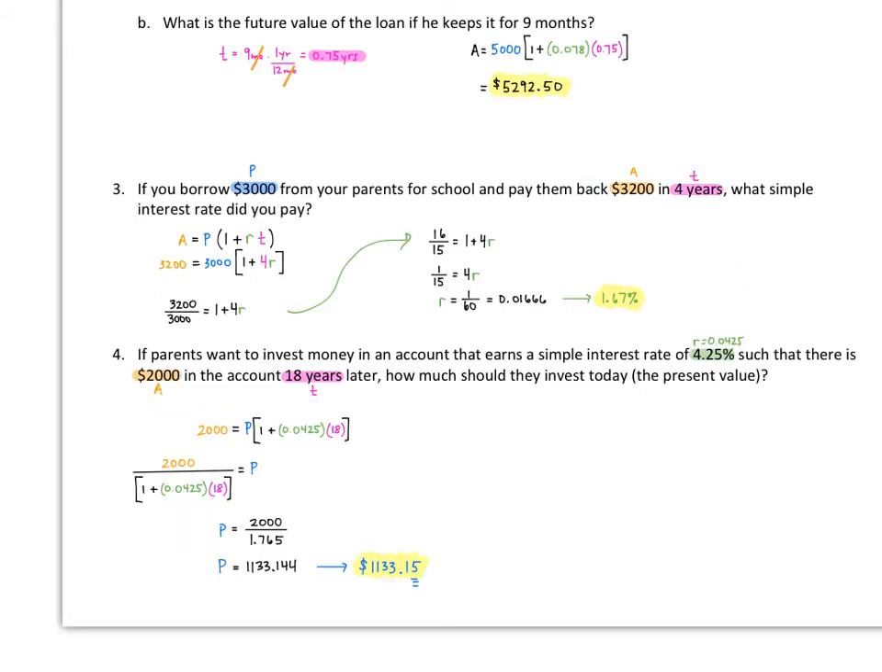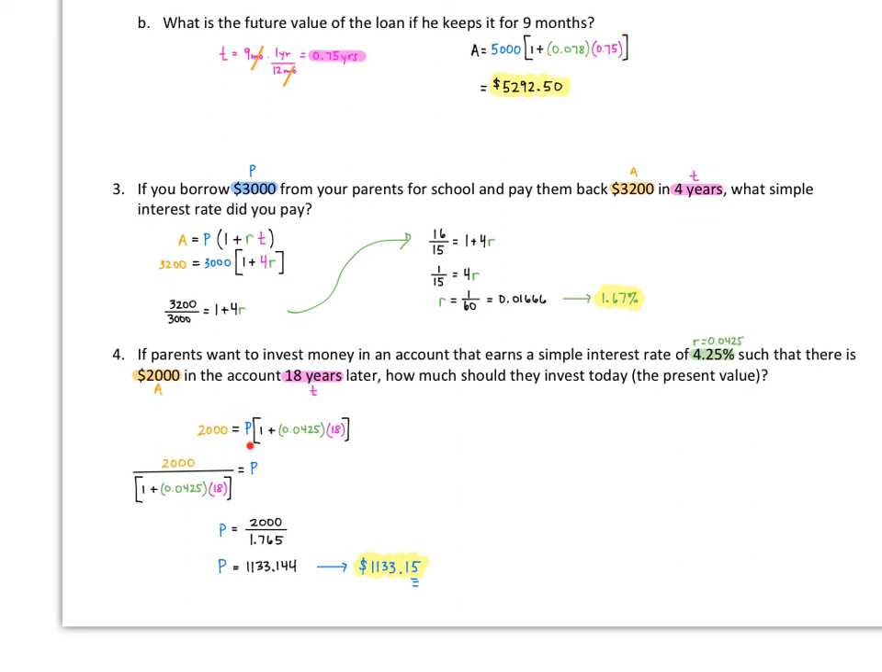Finally, this last example, if parents want to invest money in an account that earns a simple interest rate of 4.25%, such that there is $2,000 in the account 18 years later. So they're investing money for 18 years, they're not touching it. How much should they invest today, the present value? Okay, so in the end, I want $2,000 in that account, okay? We want to figure out what we're investing, P, okay?